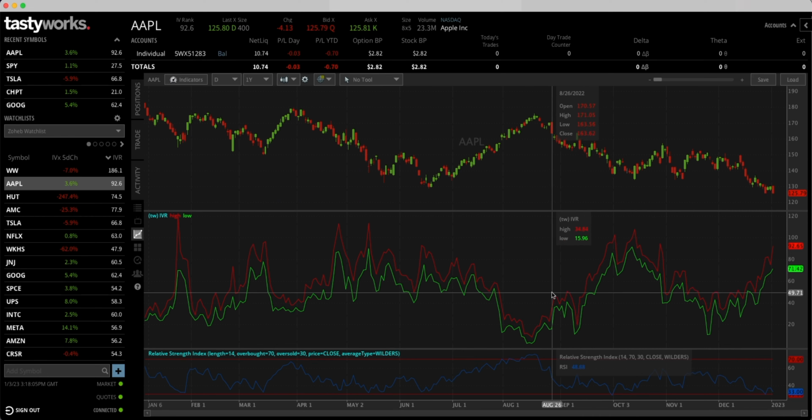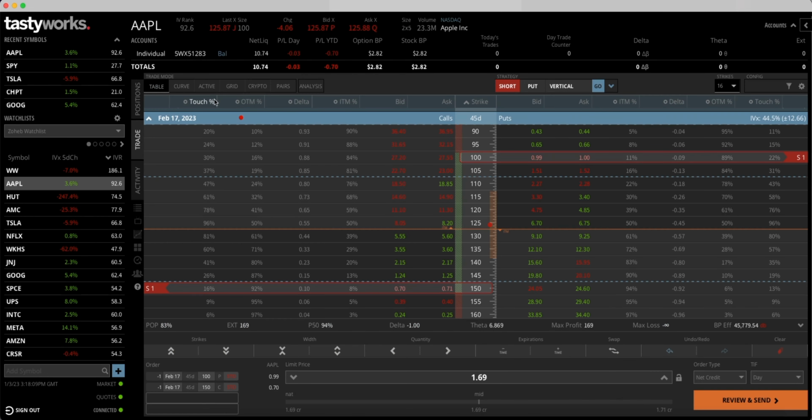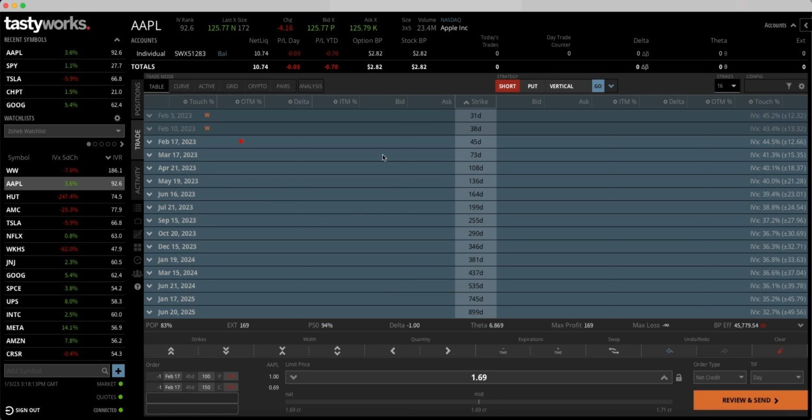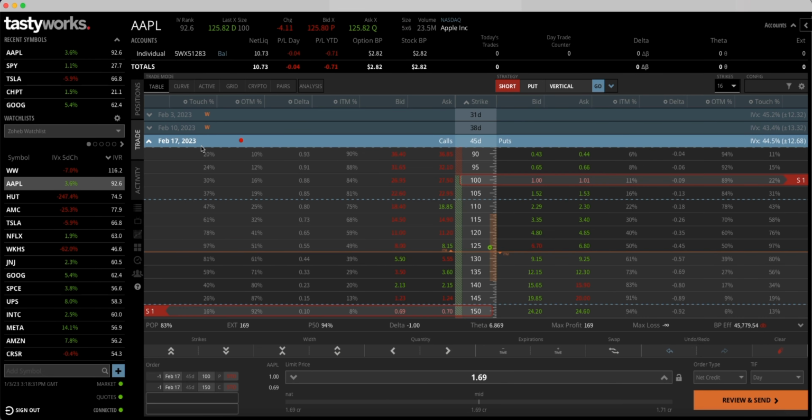Now, the trade that I placed, if I go over to the trade tab, obviously we are trading options here. First, go into the expiration. The expiration that I choose is always between 30 to 60 days. 45 days tends to be the sweet spot, and it just happens to be that the 17th of February expiration is 45 days away. And that's what I've got to pick. So I pick the 45-day expiration.